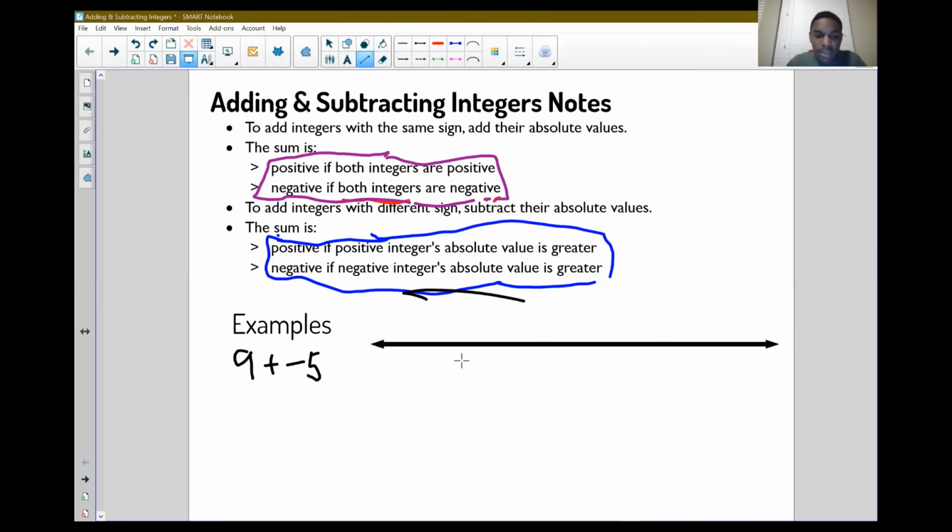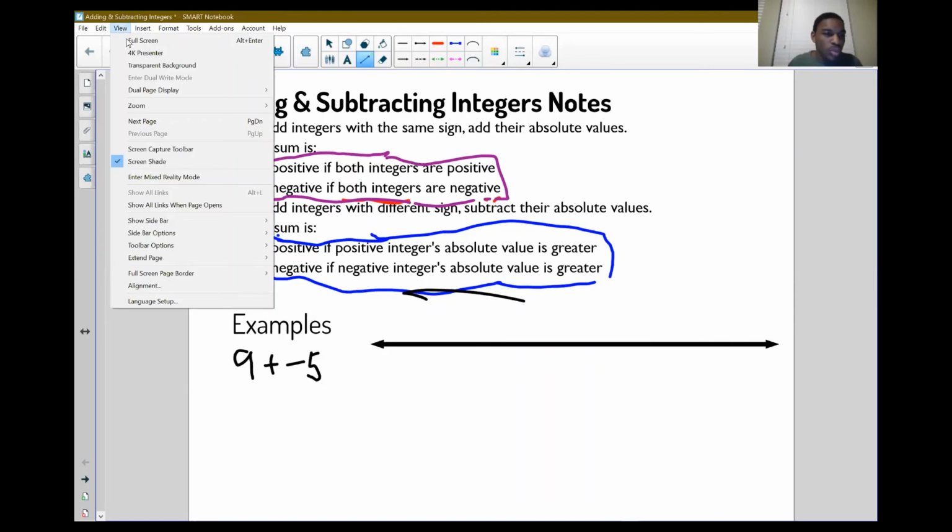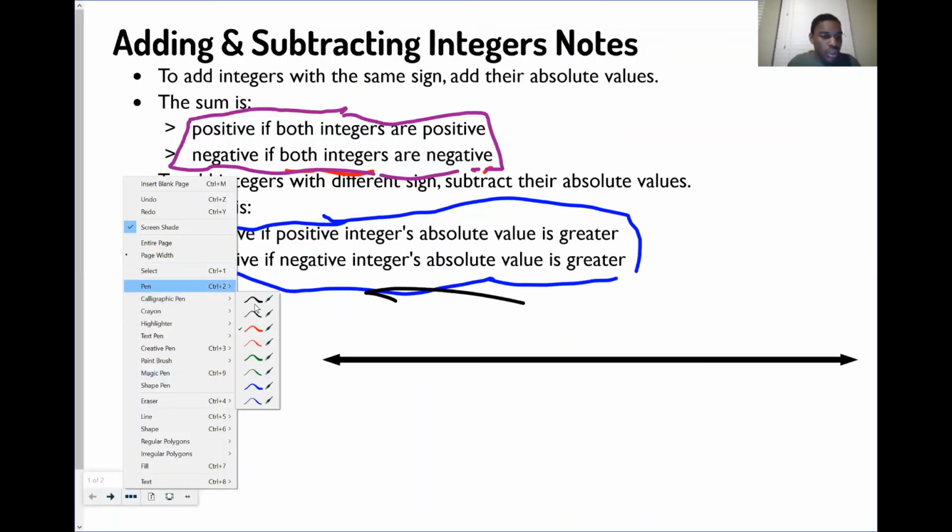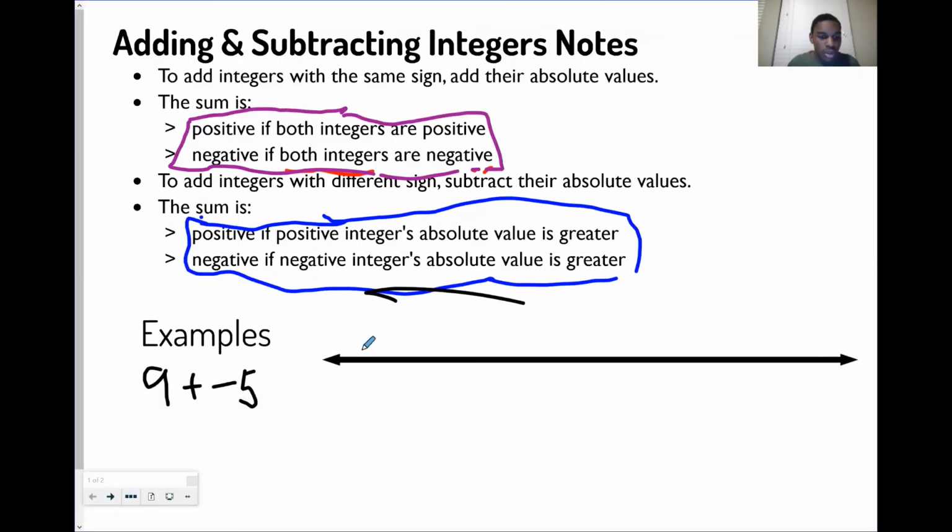Gotta make sure it extends all the way. All right, so give me 1. All right, so we are going to actually do this on the number line. So we are going to do, I don't know if it's going to fit, but we're going to try.